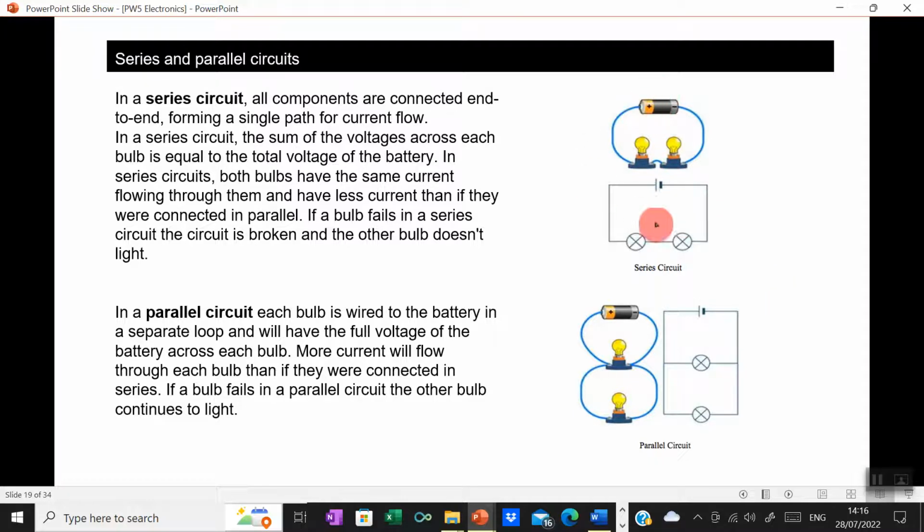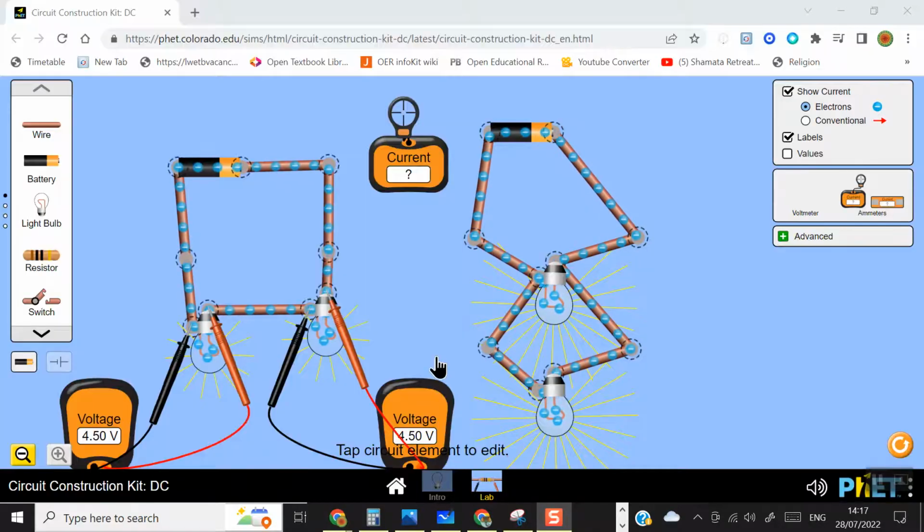So let's have a look at an example of an in-series circuit. Okay, so if we have a look here, I'll just leave the voltmeters there for now. So we have a battery, and then we have our circuit, and then we have our two bulbs, and they are emitting light. And what we can see is that they're in series with each other. Okay, so they're on the same path with each other. So what's happening is you're getting the electricity, that's the electrons flowing around through the battery and the lights, and we have electrical energy being turned into light energy.